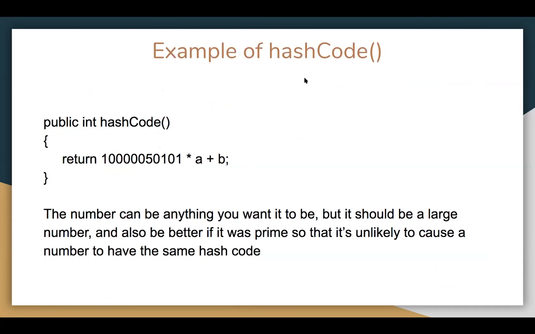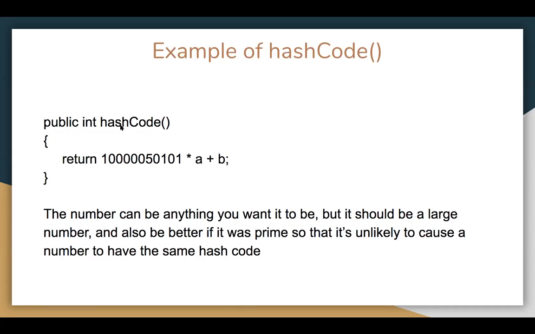So, an example of hash code. Again, I'm not going to show equals since you should be familiar with it already. Here you can see we're returning an integer, and then have the name of the method. In here, we're returning this random number times a plus b. Think of a and b as variables inside of the class. The number can be anything you want it to be, but it should be a large number, and better if it was prime, so that it's unlikely to cause values to have the same hash code.